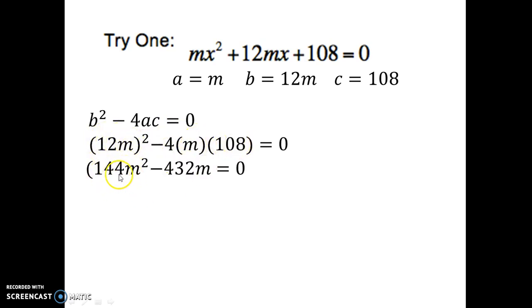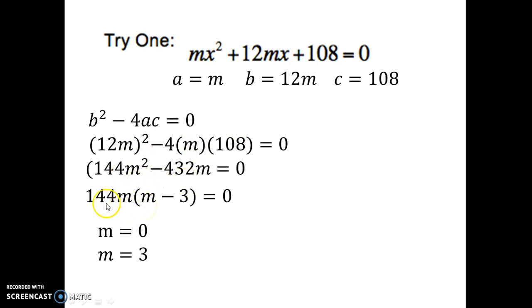12m squared is 144m squared. This multiplied here makes 432m. You can factor out 144m here. And from this part, we get m equals 0. From this part, we get m equals 3. Again, m equals 0 is no good because it would make this a non-quadratic if this was 0. So m equals 3 is really our only possibility for m.